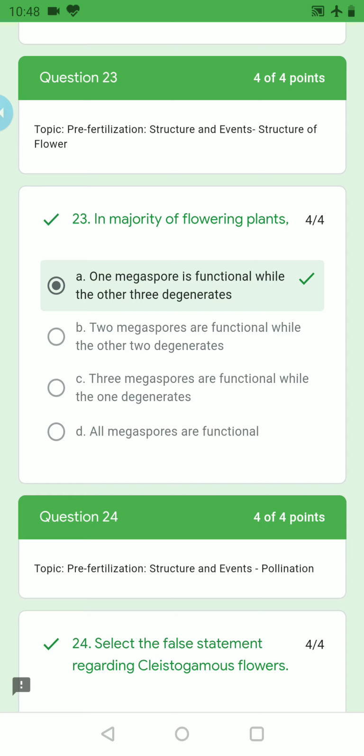23. In the majority of flowering plants, okay, so that's what I said, 1 megaspore is functional while the other 3 degenerate. So this type of development is also known as monosporic development. I hope you can remember. So that is a process actually, isn't it? It's the right option. Option A is the right option.